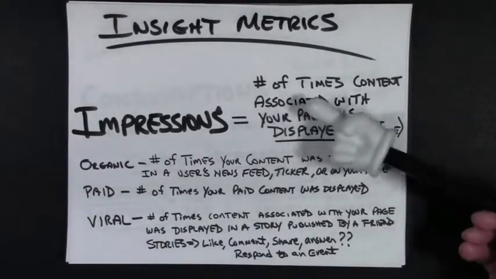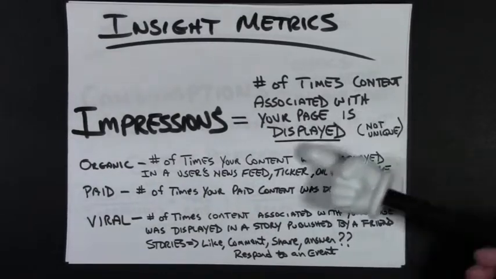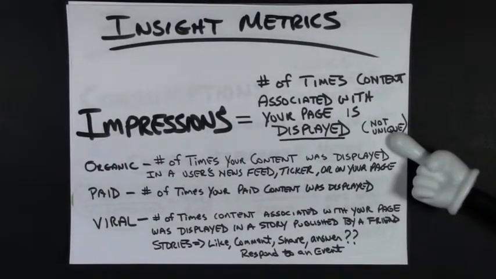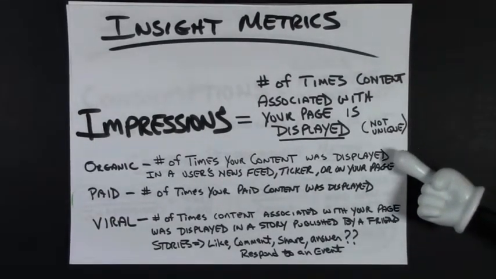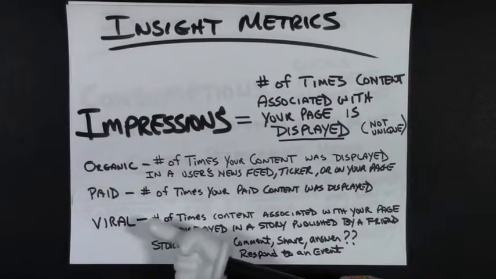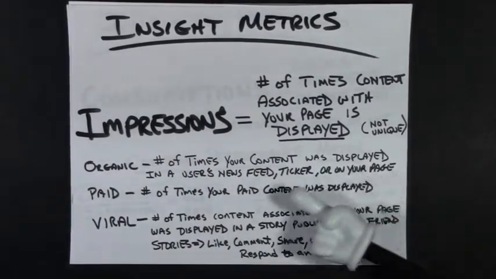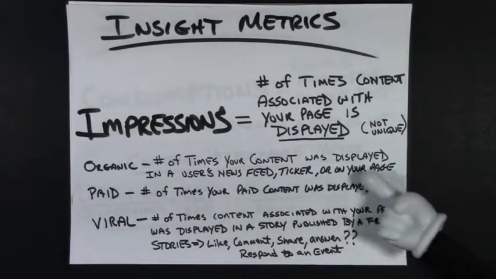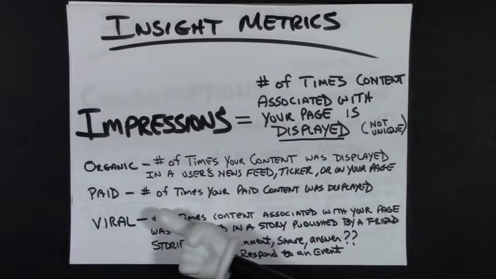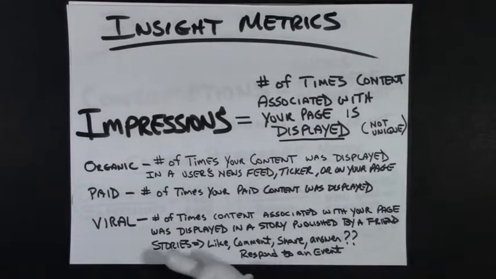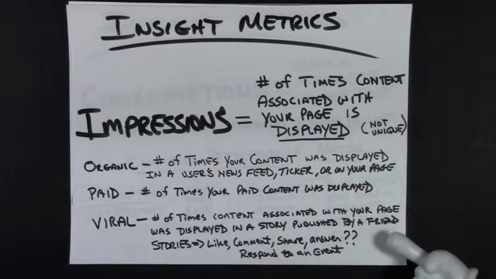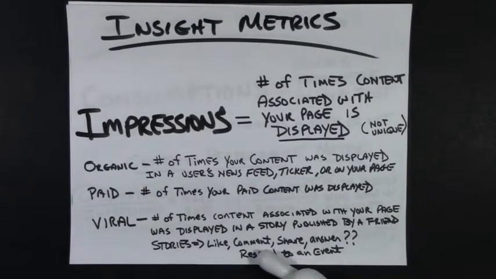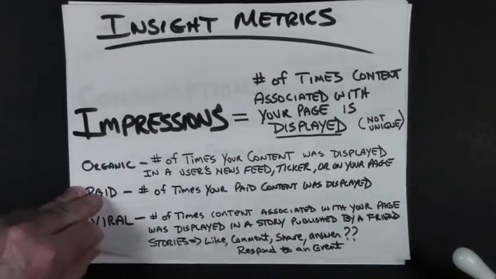Impressions: the number of times content associated with your page is displayed. This is not unique, so this could be displayed multiple times in a single location. There are different types of impressions: organic, paid, and viral. Organic is the number of times your content was displayed in a user's newsfeed, ticker, or on your page. Paid is the number of times your paid content was displayed, and viral, the number of times content associated with your page was displayed in a story published by a friend. Stories include a like, a comment, a share, answer, respond to an event. All right, so these are all things that can make it go viral.